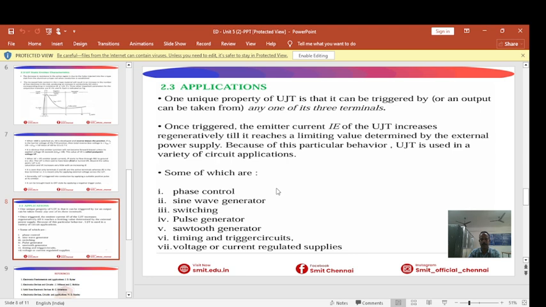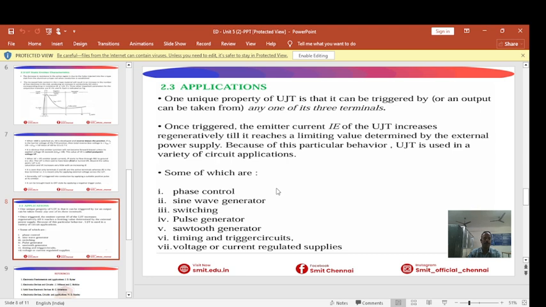Now, the advantages. It is very simple, the manufacturing cost is very low, it has low power consumption, it is an excellent triggering device, with high reliability and stable operation. These are the primary features of UJT, why we go for it. In the disadvantages, we say that it has a limited voltage rating, low power handling capability, and it cannot be used as an amplifier. These are the primary disadvantages of UJT.